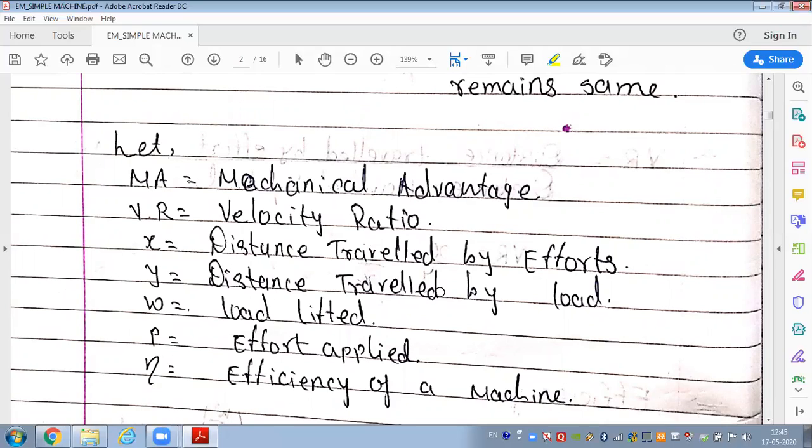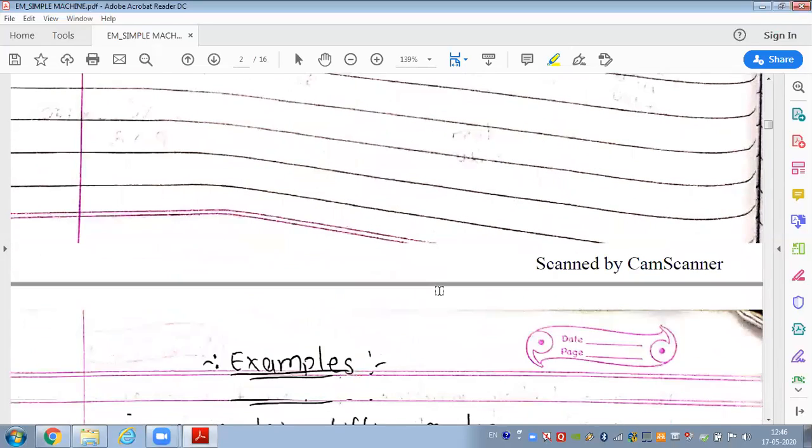So here is the full form of all the parameters, which are very helpful for calculation of the examples. Some more definitions. Ideal machine: if the efficiency of the machine is 100% because the output is equal to the input, it is called a perfect or ideal machine. The next one is the actual machine. If the efficiency of the machine is less than 100% because of the presence of friction, then it is called an actual machine.